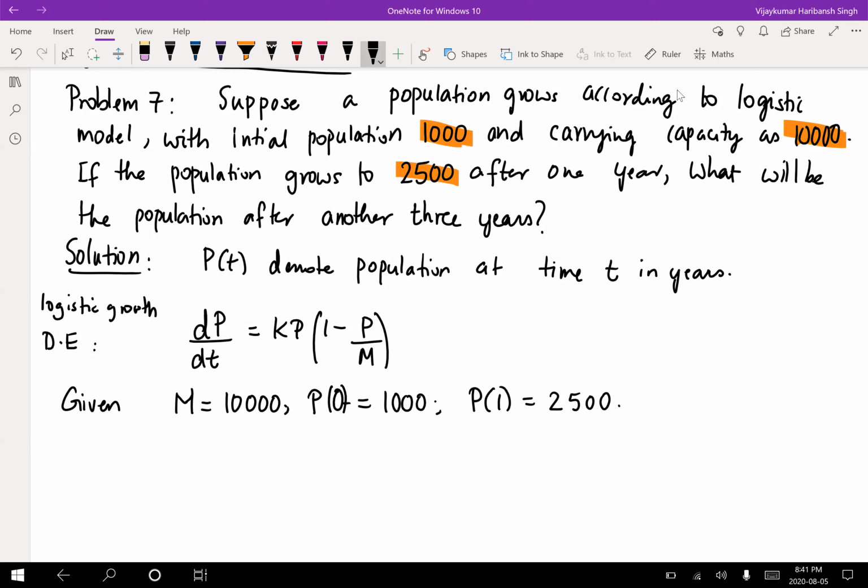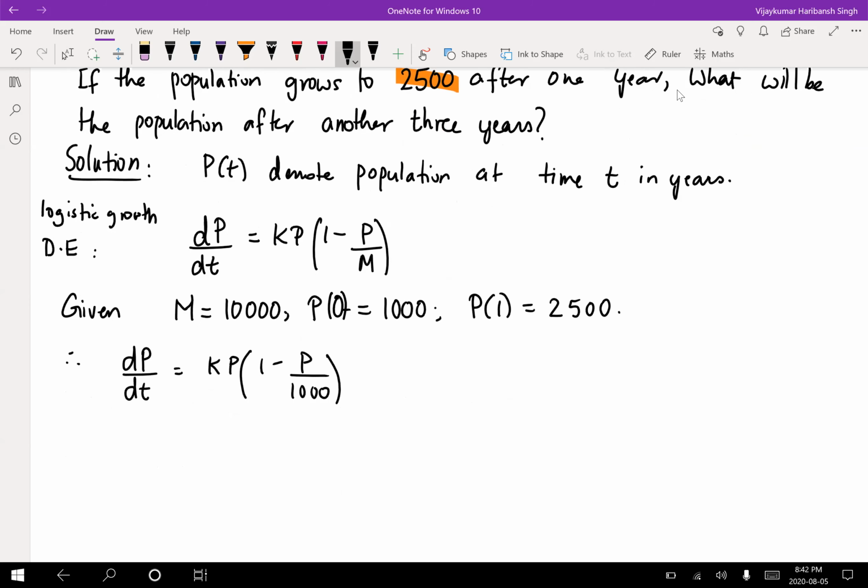All right, so therefore my differential equation becomes dP by dt equals kP times (1 minus P over 10,000). So now it amounts to solving this differential equation. So we can write this as kP times (10,000 minus P) over 10,000.